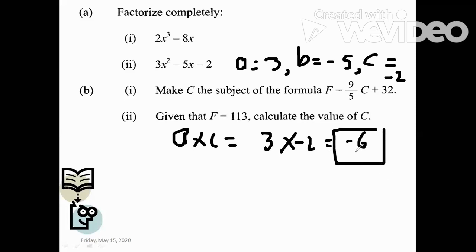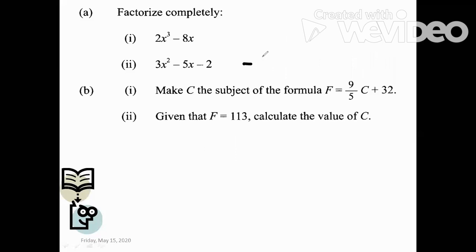So we want two numbers that multiply to give us negative 6 and add to give us negative 5. It turns out that the two numbers are negative 6 and positive 1, because when you multiply those two numbers you get negative 6, and when you add them, you get negative 5. So the two numbers are negative 6 and positive 1.